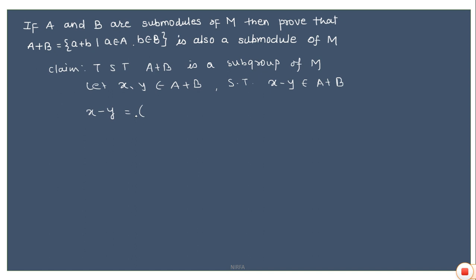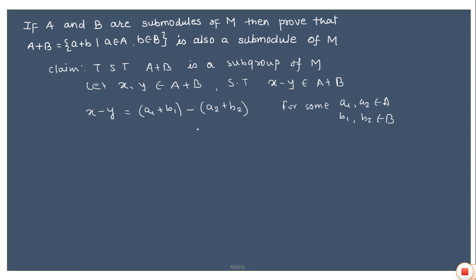We know what x is. x is a member of A plus B, and in the set A plus B every element can be written as the addition of one element from A and one element from B. So we can write, particularly for x, a1 plus b1, where a1 is some element from A and b1 is some element from B, and y can be written as a2 plus b2. We have to mention here that for some a1, a2 belonging to A and b1, b2 belonging to B. Note that A and B both are submodules of M.